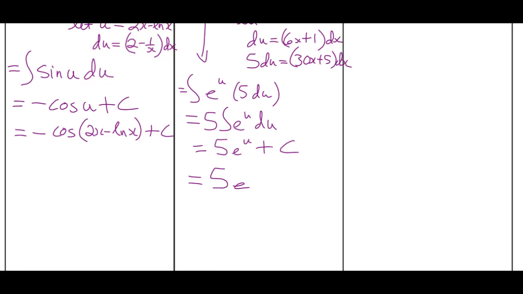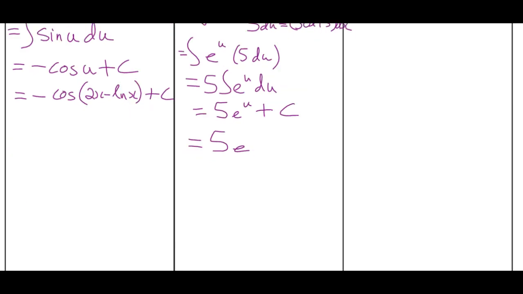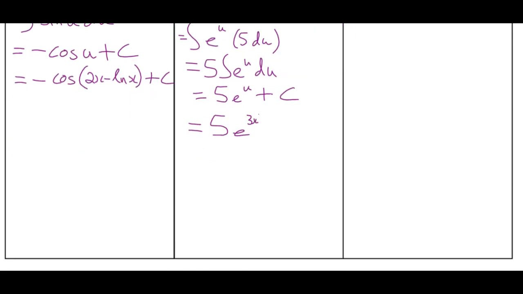What do we say u was? 3x squared plus x. Okay, so we've got 5 e to the 3x squared plus x plus c.